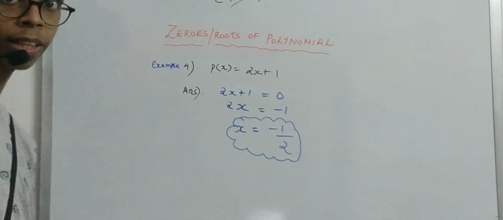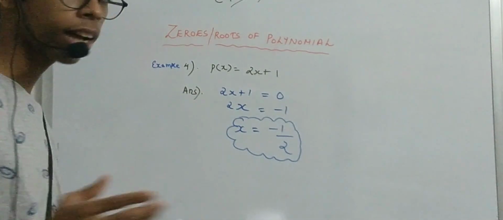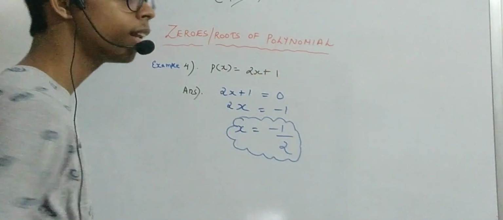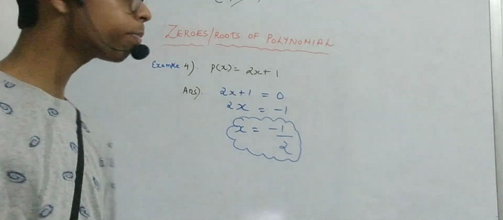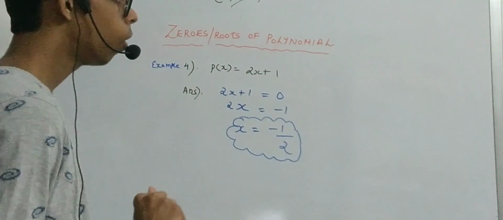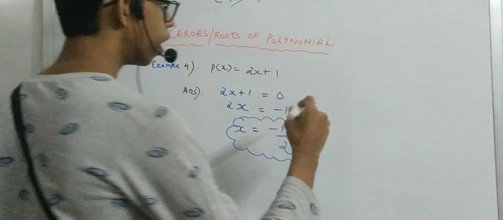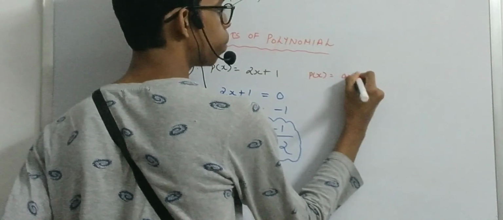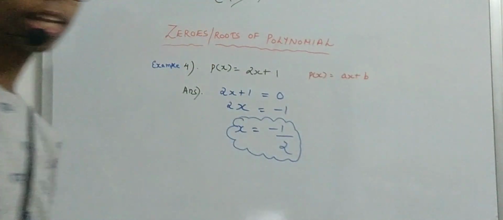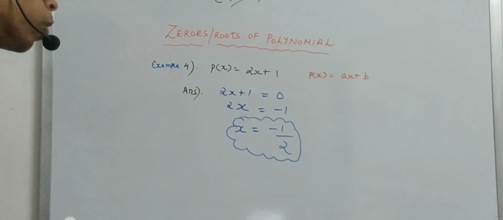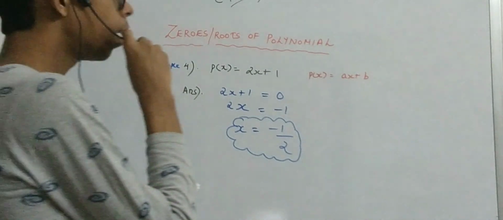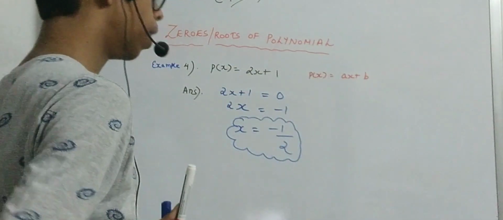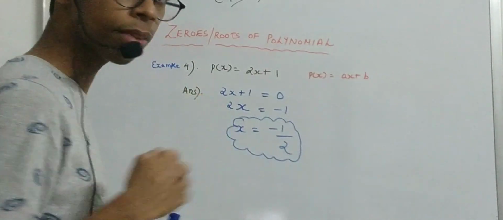Okay, so there is another method also, and the other method you can only use if the given polynomial is a linear polynomial. That means it is of the form p of x is equal to ax plus b. We have learned about linear polynomial, quadratic polynomial, cubic polynomial and all. So if the given polynomial is of the form ax plus b, then only we can use the other method.